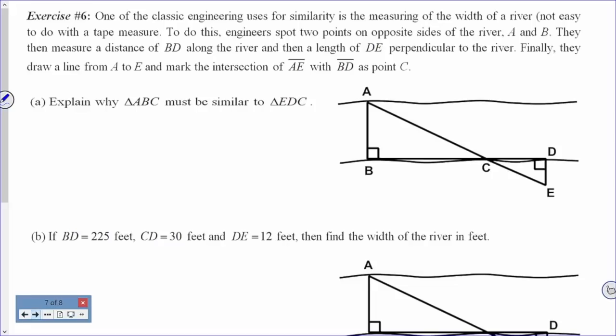Exercise number 6. One of the classic engineering uses for similarity is the measuring of the width of a river. Not easy to do with a tape measure. To do this, engineers spot 2 points on opposite sides of the river, A and B.